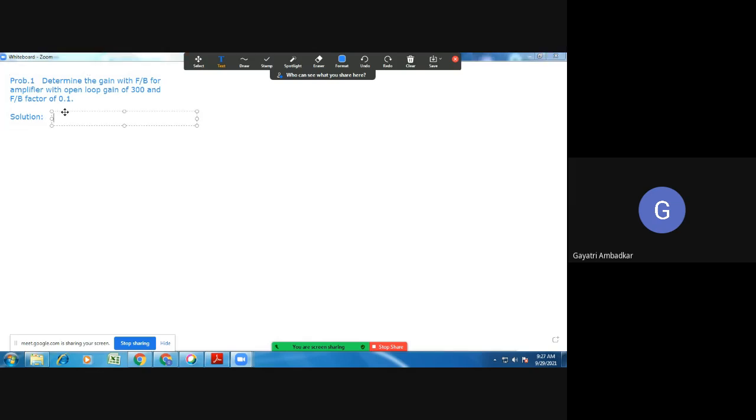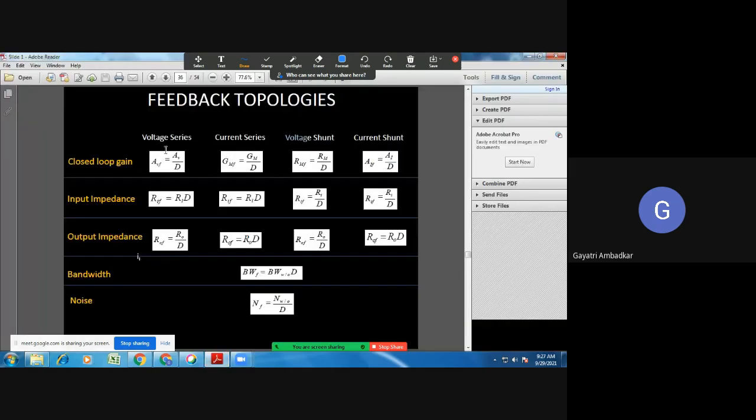What is the formula for feedback gain? XF upon XO, the X we have used for deriving. Now we have to talk in terms of AV. AVF is the gain with feedback. GMF is the gain with feedback. Similarly, RMF, AIF. Now, what is the formula for this?